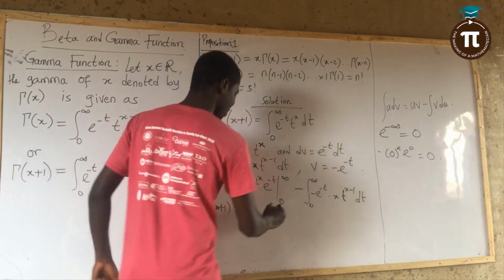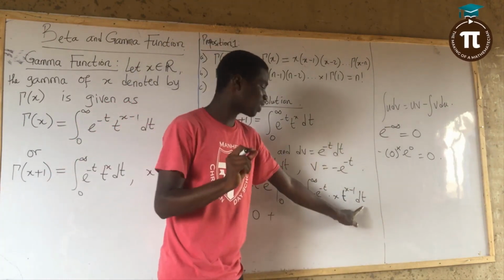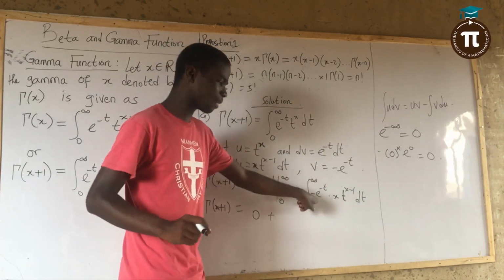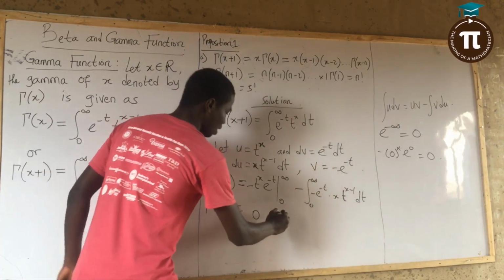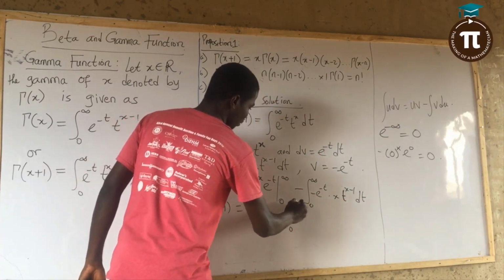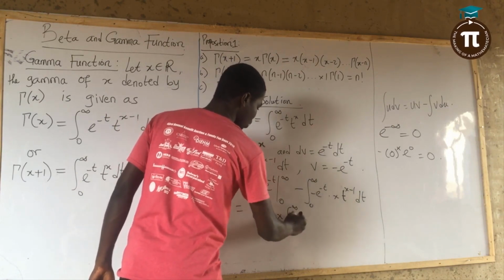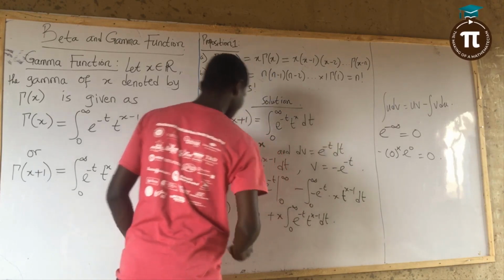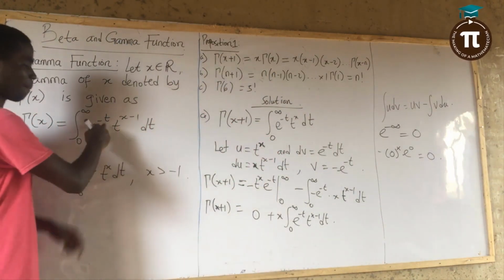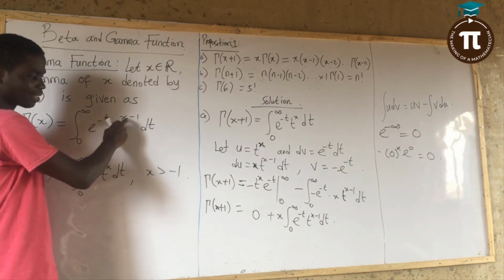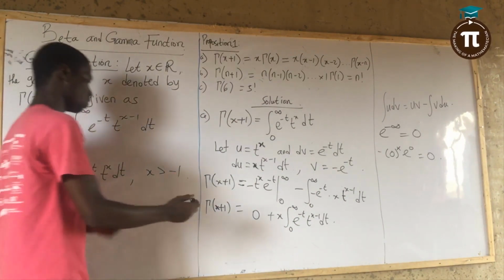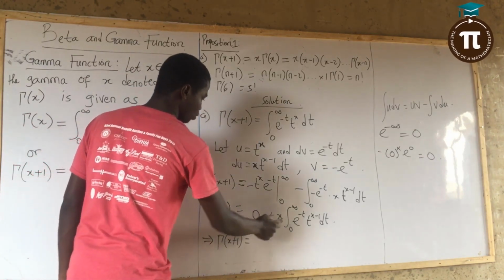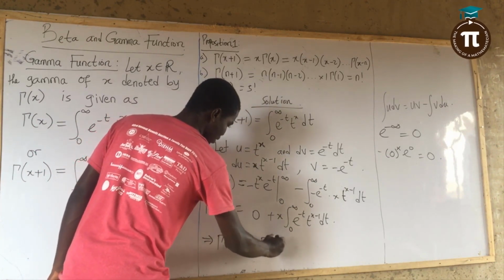So now, minus times minus will be plus. Since I'm integrating with respect to dt, s is a constant, so it can come outside the integral. Minus times minus is plus, s comes outside the integral from 0 to infinity of e raised to power minus t, t^(s-1) dt. Observe, e raised to power minus t and t raised to power s minus 1 dt is gamma of s. So I will have gamma of s plus 1 equal to s gamma of s.